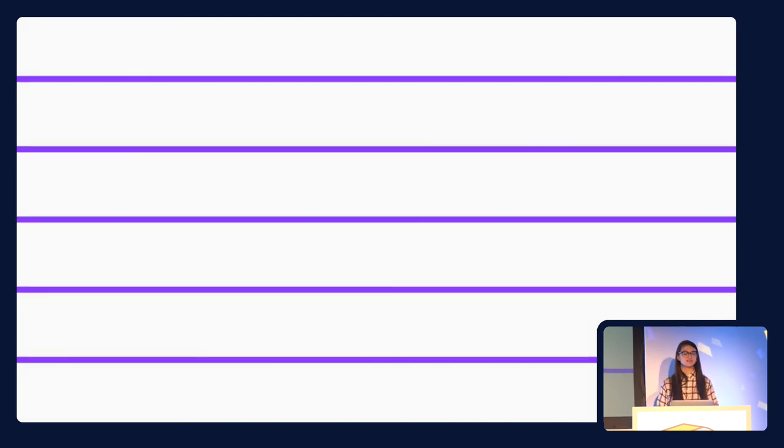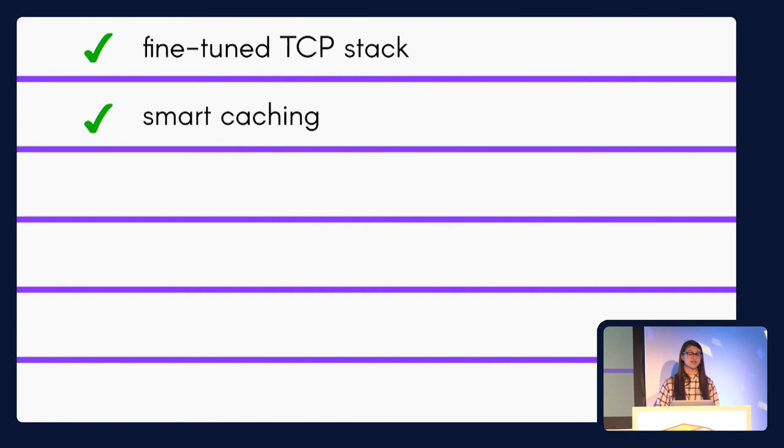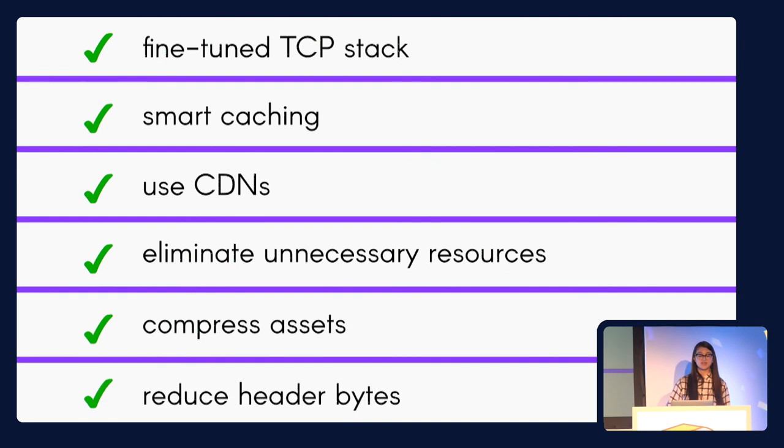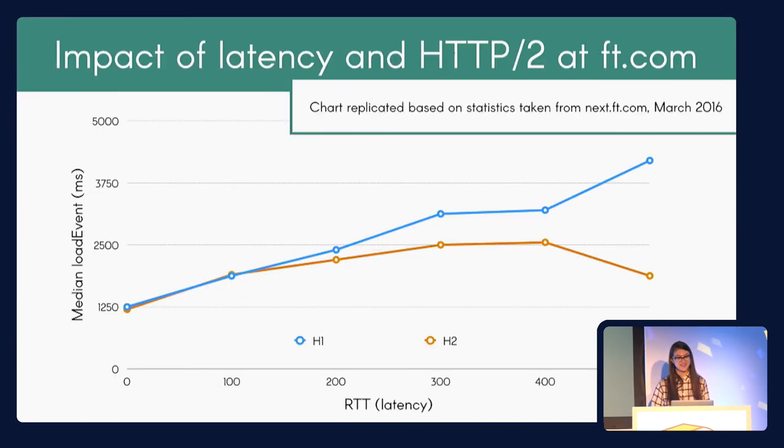What still makes sense in the world of H2? There are lots of evergreen optimizations. You should have a fine-tuned TCP stack, smart caching, make use of e-tags, use CDNs, because placing servers geographically closer to your user reduces the round-trip time. Don't send unnecessary resources. Extra latency for no real reason is not fun. Always compress, regardless of the HTTP version. Compression reduces the number of bytes we put on the wire. And if possible, reduce header bytes, mostly think cookies, but also hooray for HPACK.